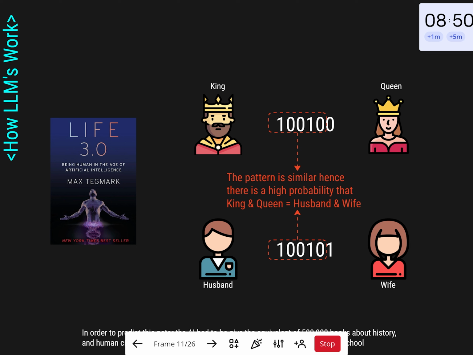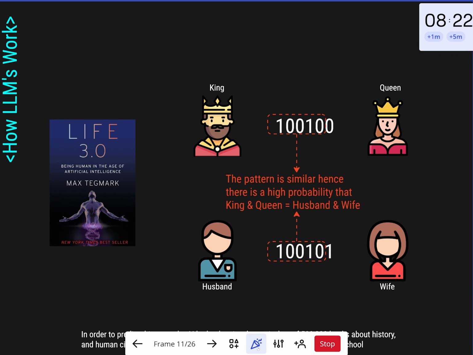So for example, king and queen will generate a pattern 100 100. Husband and wife generates a pattern 100 101. The AI is like, these patterns are similar. This one is a little different, but they are 90% similar. So therefore, king and queen probably equals husband and wife, right?